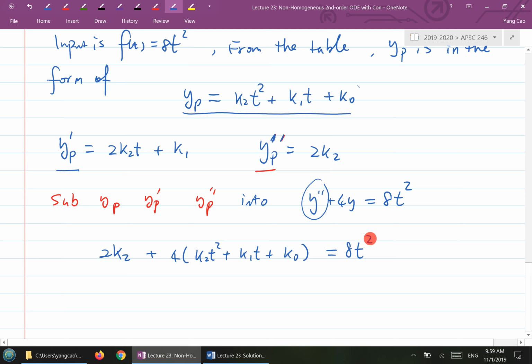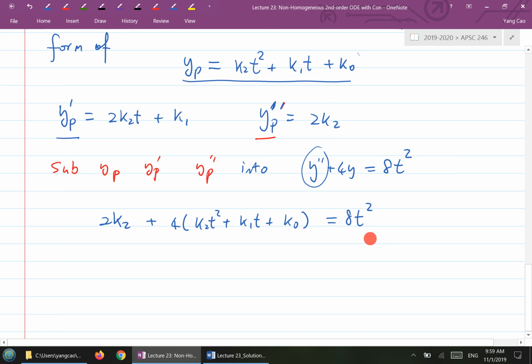Now at this stage it seems to be pretty messy. How am I able to get a solution for all the three constants, right? In the next step what you do is you clean it up. You group all the similar power terms together. So for example, there's only one t to the power 2 term. So that's 4k2 t squared, and you put it down here. And then for the t term, you also only have one. That's 4k1 times t. For the constant term, you do have 2k2 here. Okay, so you put these together, and then total equal to 8t squared.